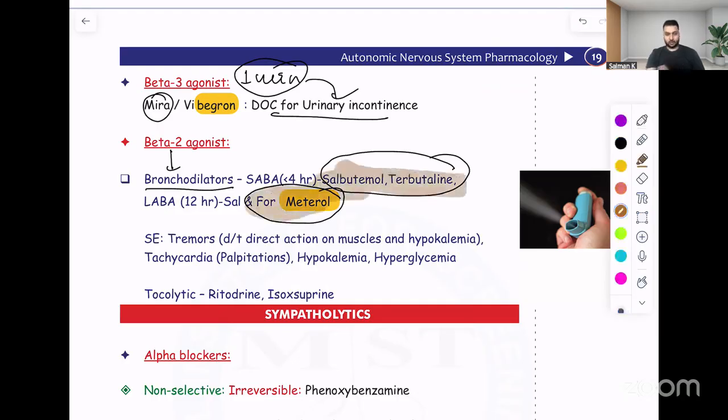The slow drug is salmeterol. Because it is slow, it cannot be used in emergency. Salmeterol can only be used in prophylaxis or prevention, but it cannot be used in acute attacks. Remaining, as I told you, side effects of this we already discussed. It's important.